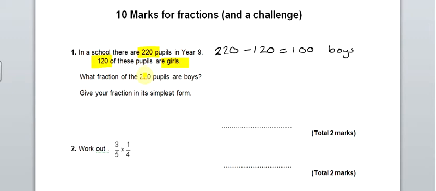The question says, what fraction of the 220 pupils are boys? Well, I know there's 100 boys, so the fraction is going to be 100 out of 220, because that was the number of students. Now, the question then asks me to give the fraction in its simplest form. So that's just a question of spotting the times table. I'm first of all going to divide both by 10, which gives me 10 over 22. And they're both even numbers, which means I can halve them both. I can divide them by 2 to get 5 over 11, which is my final answer.